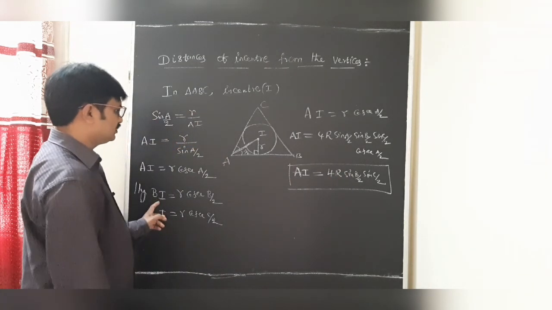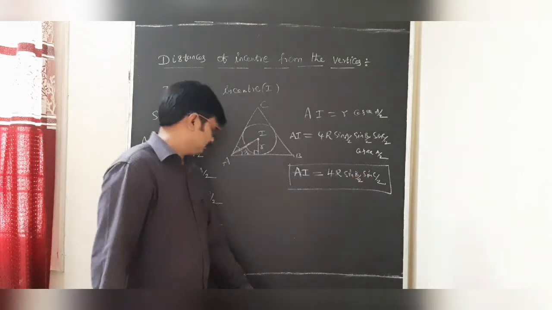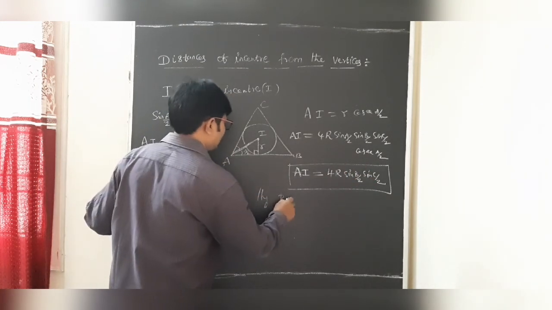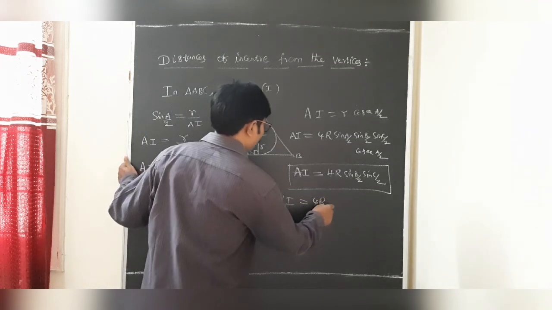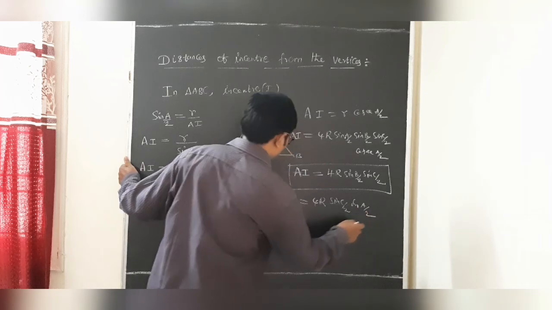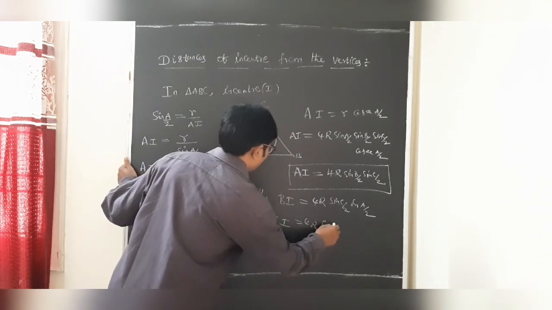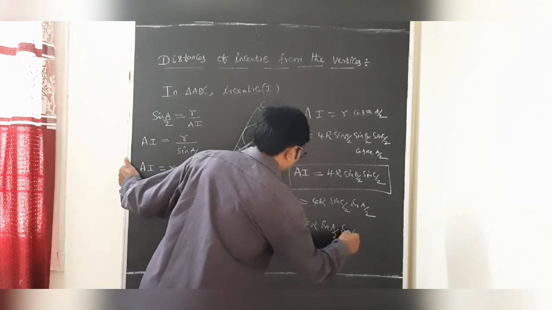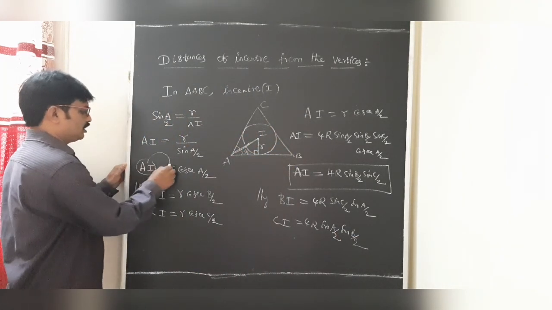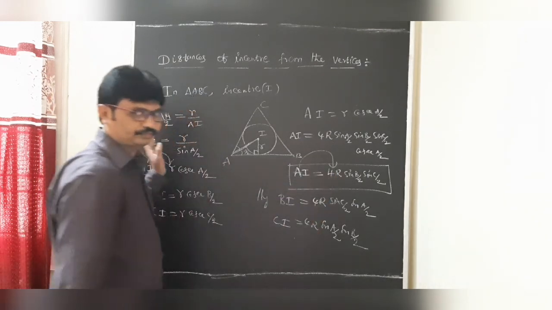And also BI equals 4R sine C by 2 sine A by 2, and CI equals 4R sine of A by 2 into sine B by 2. So this is the value of AI in terms of capital R, and this is the value of AI in terms of small r.